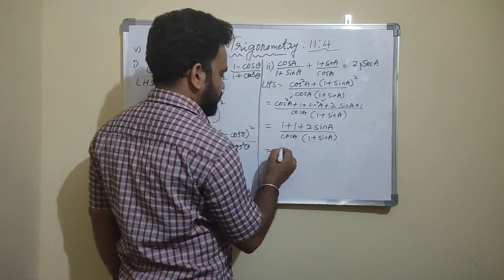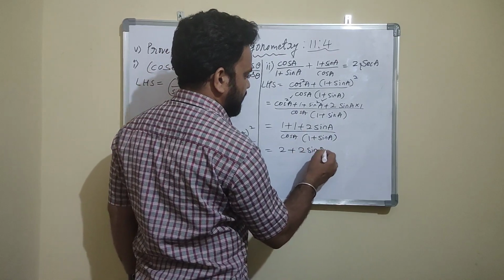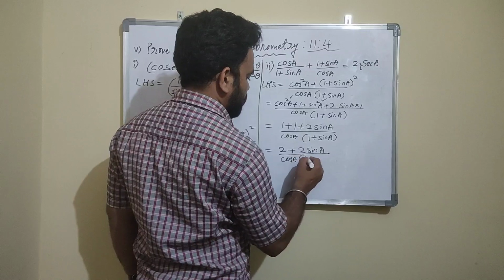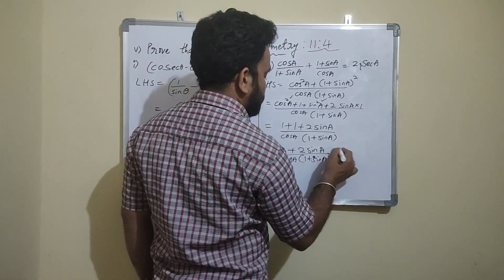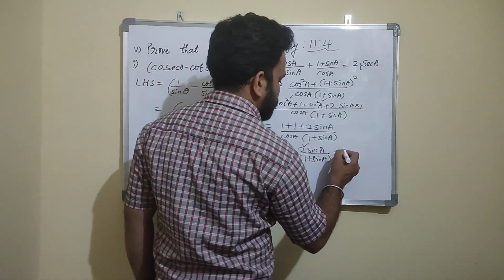Now 1 plus 1 is 2 plus 2 sin A divided by cos A into (1 plus sin A). See here also 2, here also 2. What we can do? We can take 2 common.